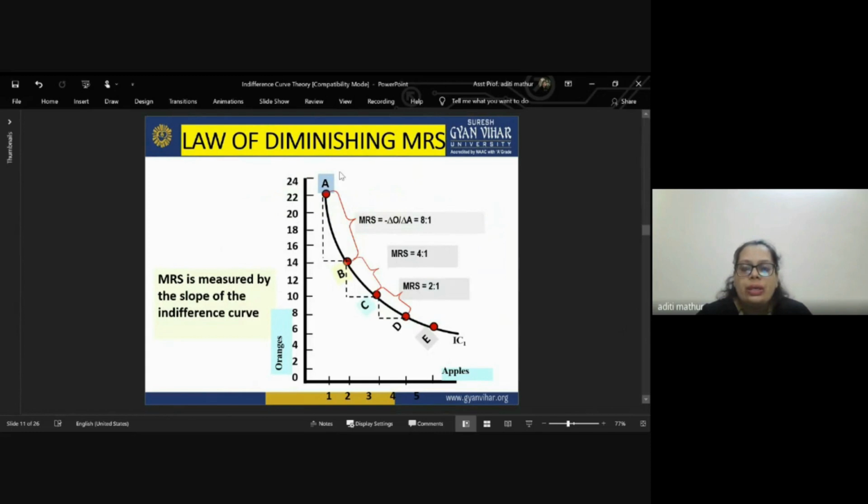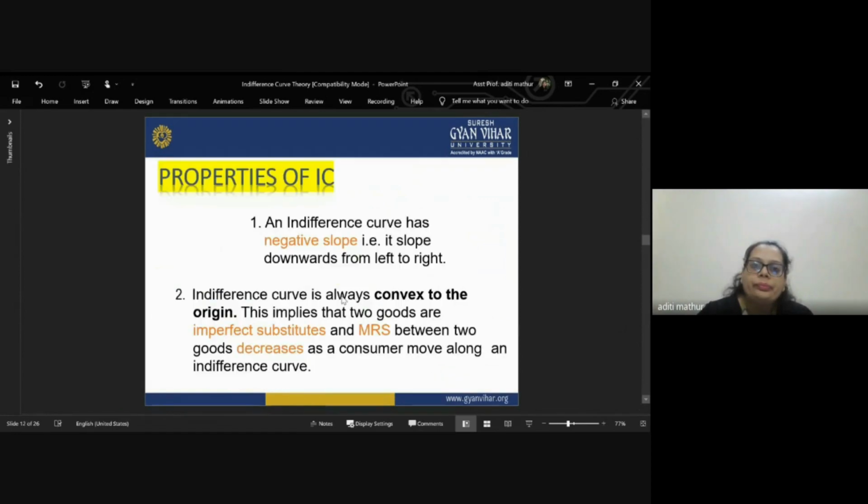So this is how we can represent this law of diminishing MRS on our graph, that same indifference curve graph, right? So this is the MRS shown. This changes between the different combinations. This slope represents your MRS. So MRS is measured by the slope of the indifference curve. So you can directly use the formula to calculate the slope, and then you can get your answers of the MRS. Now let us discuss a few of the properties of the indifference curve, which is also known as IC.